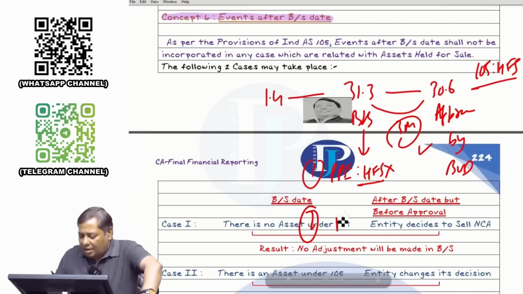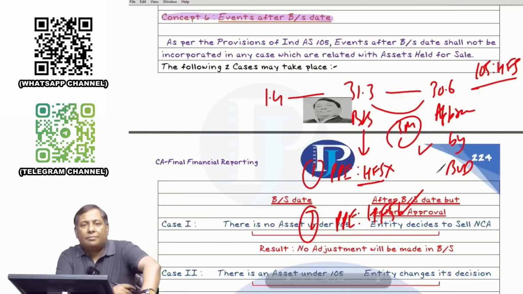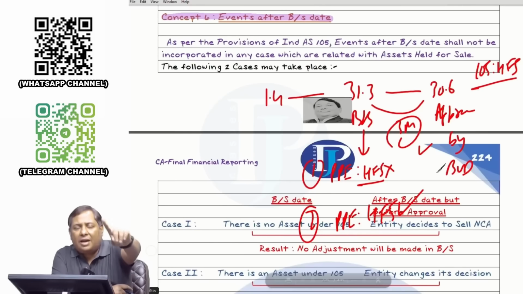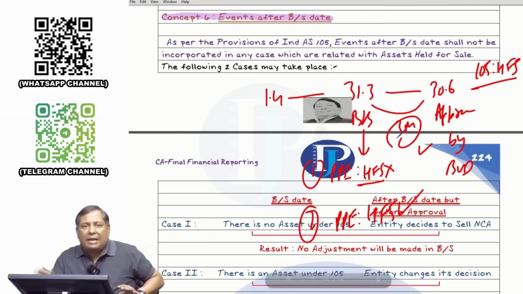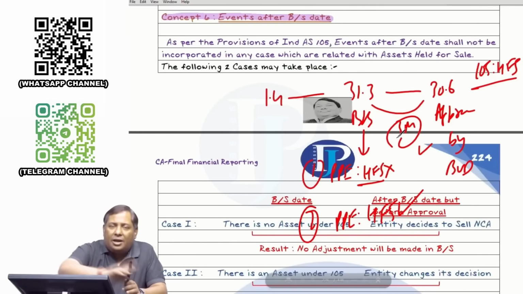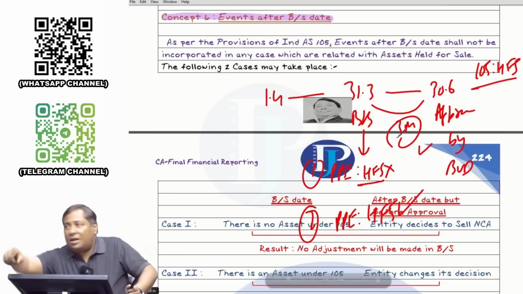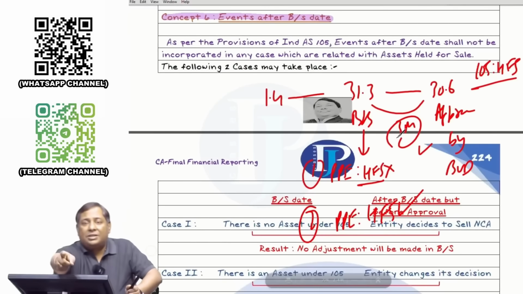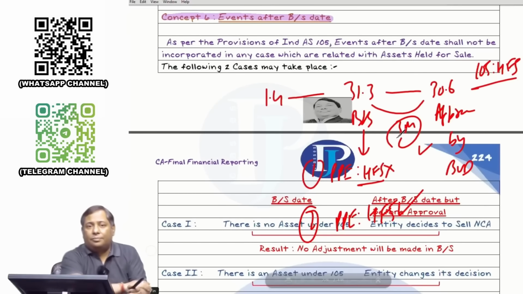Now the second case is you have a PPE and you want to sell it. You had planned for 31 March for HFS. It came under 105. But before approval, you had a change in plan. If there is a change in plan before approval, even then there is no adjusting event. Change in plan accounting will be done next year. Show this in the balance sheet date as HFS. You won't get any adjustment in any way. I told you this in concept number 6.